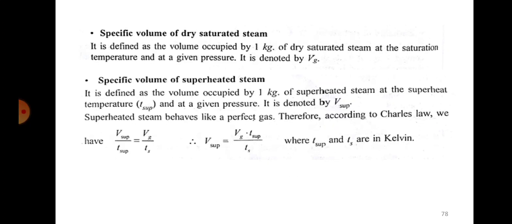Next one, specific volume of dry saturated steam. It is defined as the volume occupied by 1 kg of dry steam at the saturation temperature and given pressure. Same thing, right? Just like how you have enthalpy or volume. So the amount of volume occupied by 1 kg of dry steam is called the specific volume of dry steam. And in the same way, specific volume of superheated steam is defined as the volume occupied by 1 kg of superheated steam at superheated temperature and at given pressure, and it is denoted by V superheated.